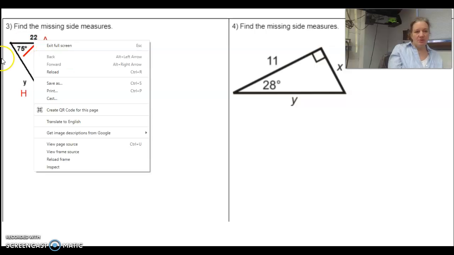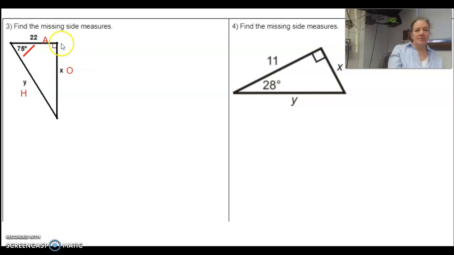So I know, oh, come on. Really, dude? Okay. I know 22, the adjacent side, is going to be in both my ratios. So if I remember my trig ratios with SOHCAHTOA, I'm never going to use sine on this problem because I'm always using the adjacent side.